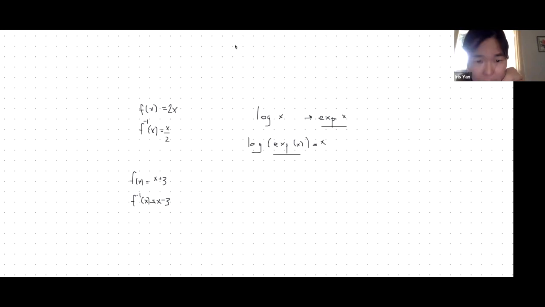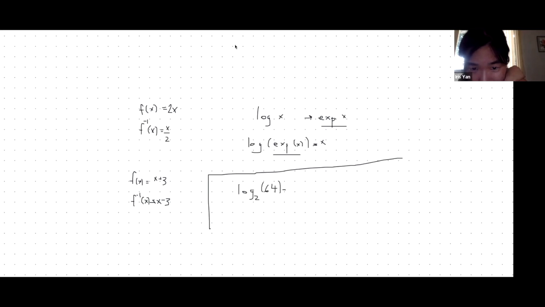Okay, but then for the exercise, what we need to know is this. We say log base 2 of 64 equals 6. What we mean is the same as 2 to the power of 6 equals 64. This is what the question is asking you to do.